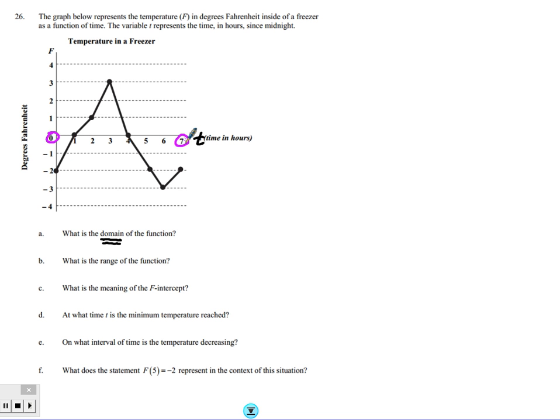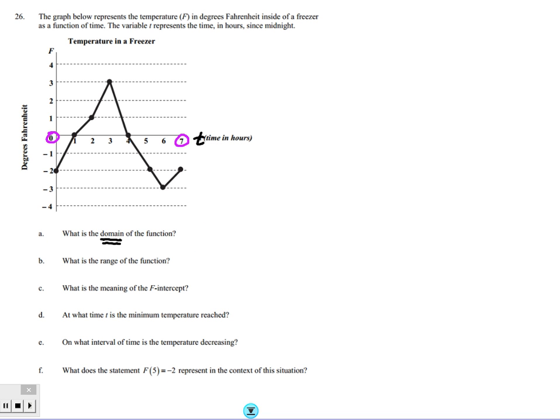And we have to ask, are we going to list out 0, 1, 2, or are we going to state all the values in between? So we have to ask ourselves, is it discrete or continuous? In this case, because it's connected, it's continuous. We're going to have all the values, every single value, not just the whole numbers.